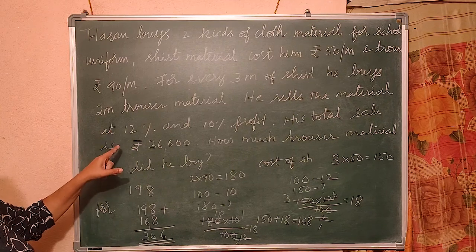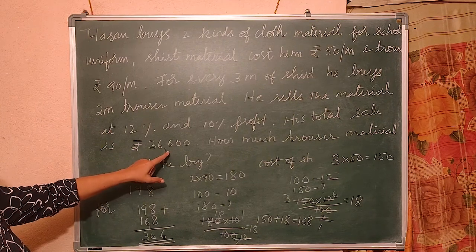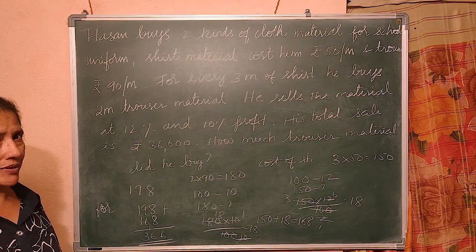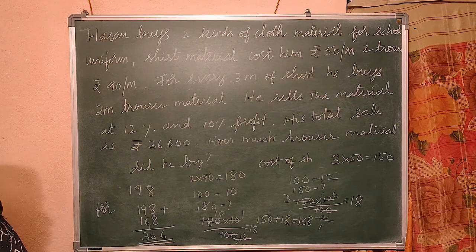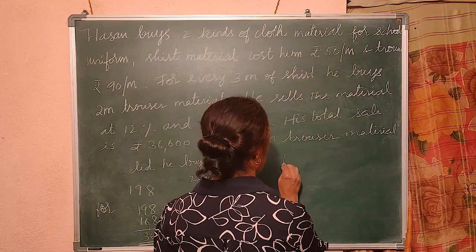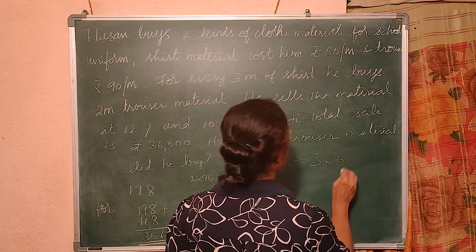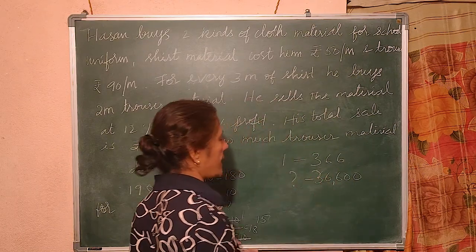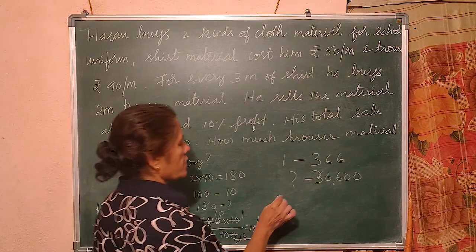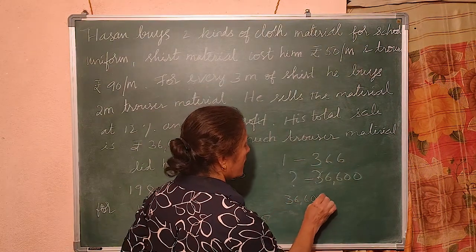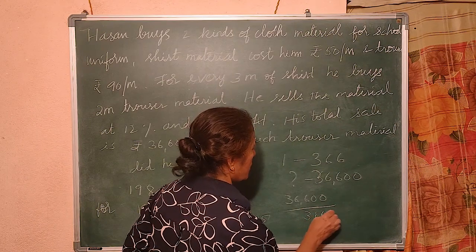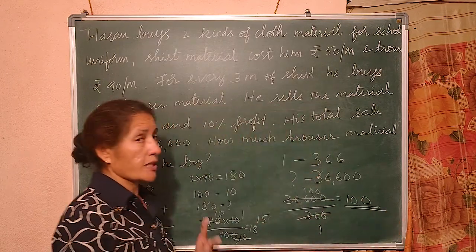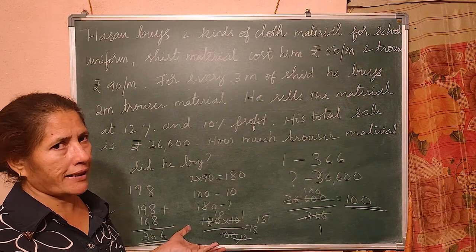What is his total sale? Rupees 36,600. So, how many sets did he sell? That is your next question. So, what you have to do? For one set, it is 366, and 36,600 rupees worth he has sold. So, how many sets? 36,600 divided by 366. 366 ones are 100. So, how many sets has he sold? 100 sets. Did you all understand?